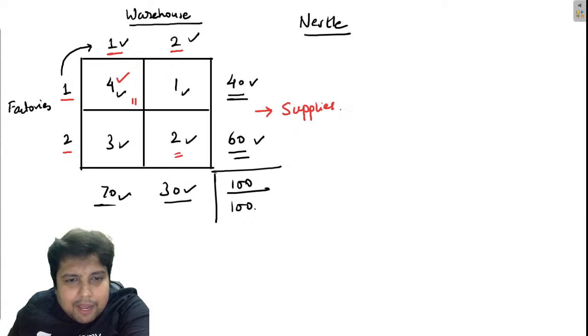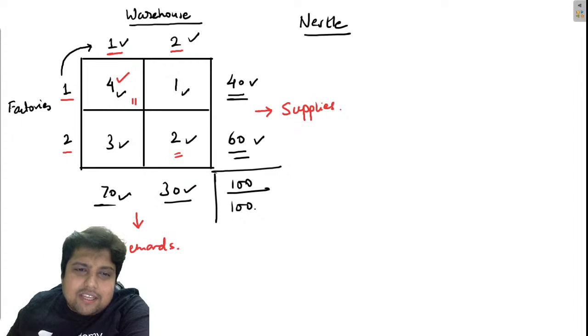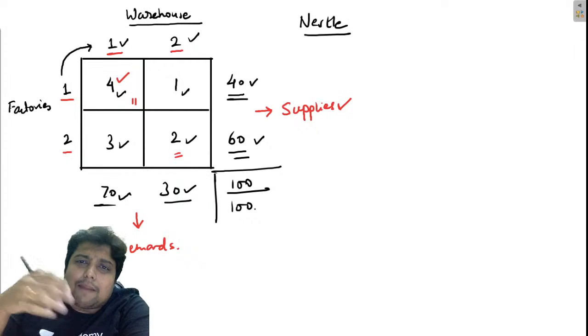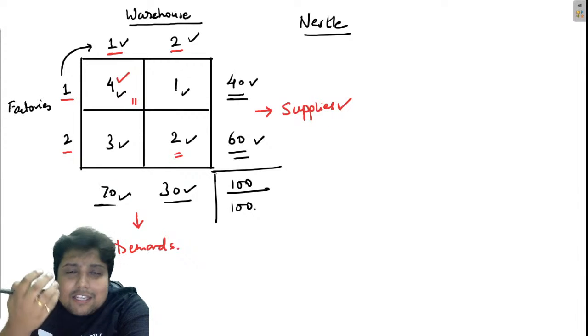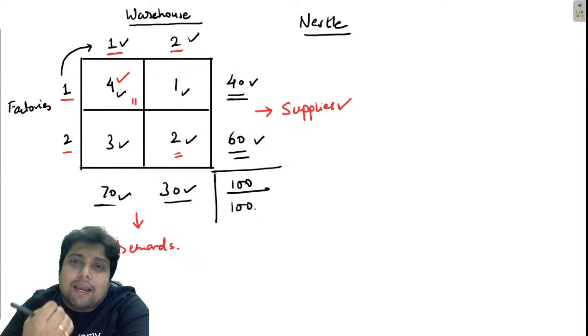These are the supplies and these are the demands, my friends. Why am I saying supplies and demands? Because the factories are producing, they are supply points, whereas the warehouses are the demand points. Whatever demand is generated in the market is basically taken by the warehouse. So warehouses are the demand points.